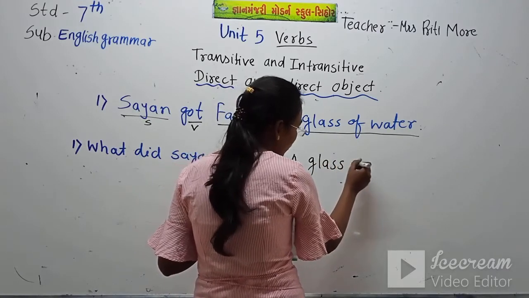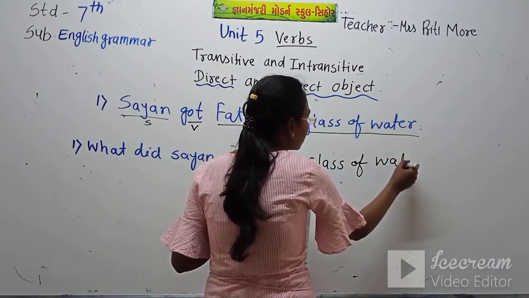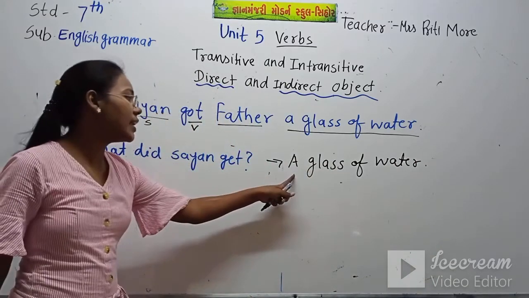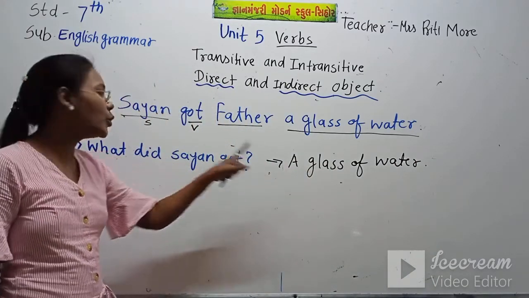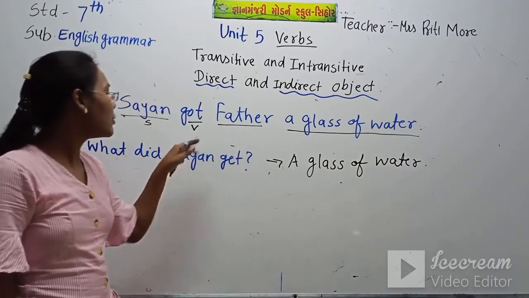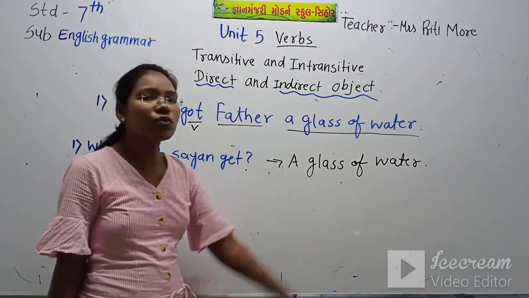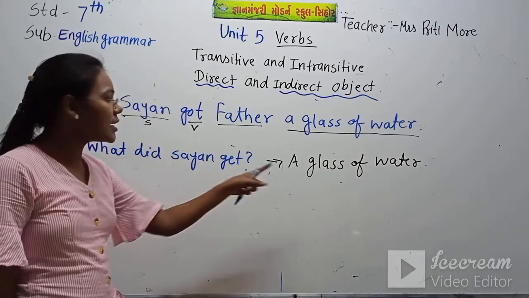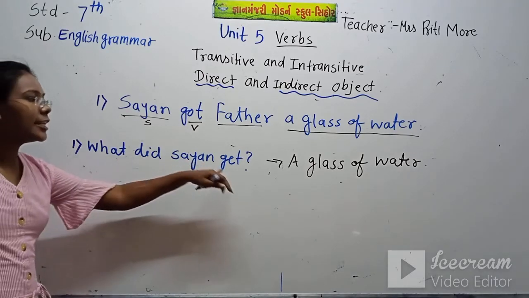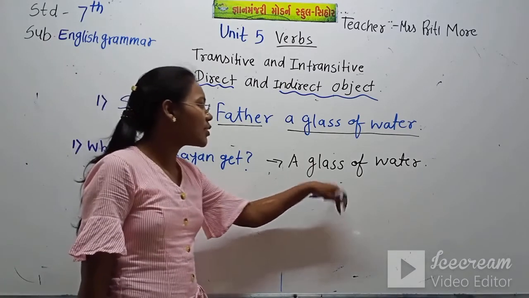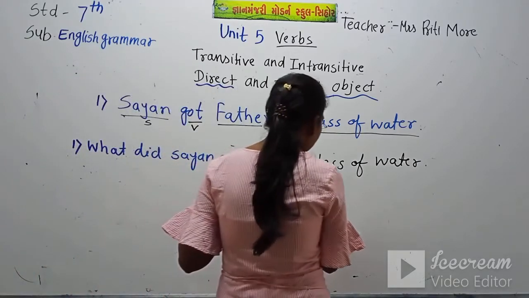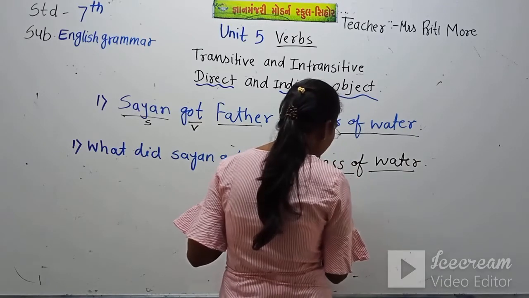A glass of water. So this is our direct object. It is directly connected to the main verb. Sayan got a glass of water. We ask the question with what: what did Sayan get? Sayan got a glass of water. So this is our direct object.